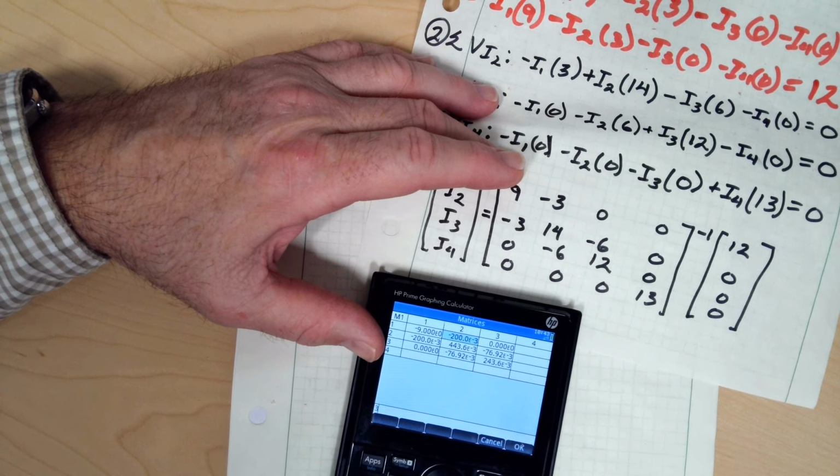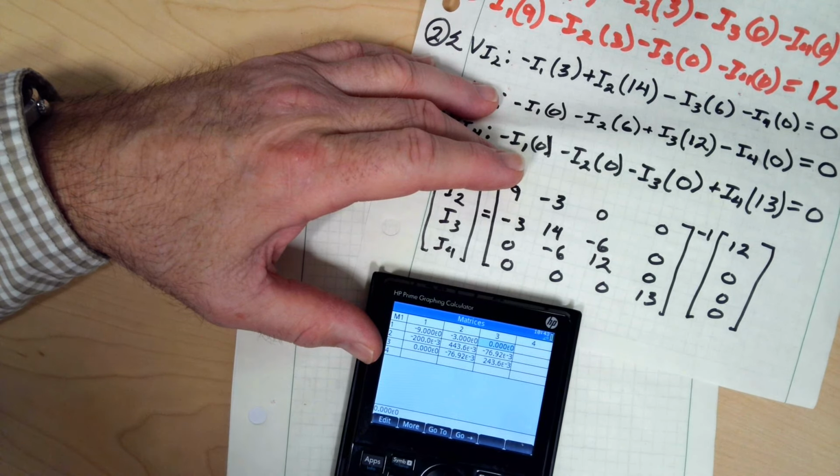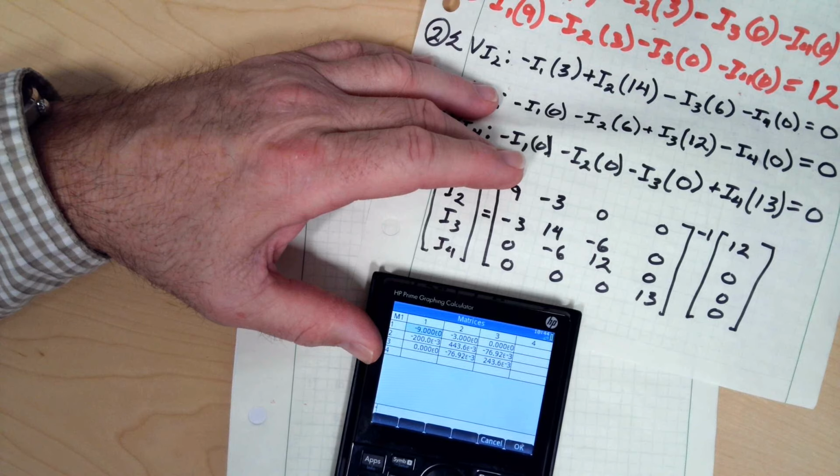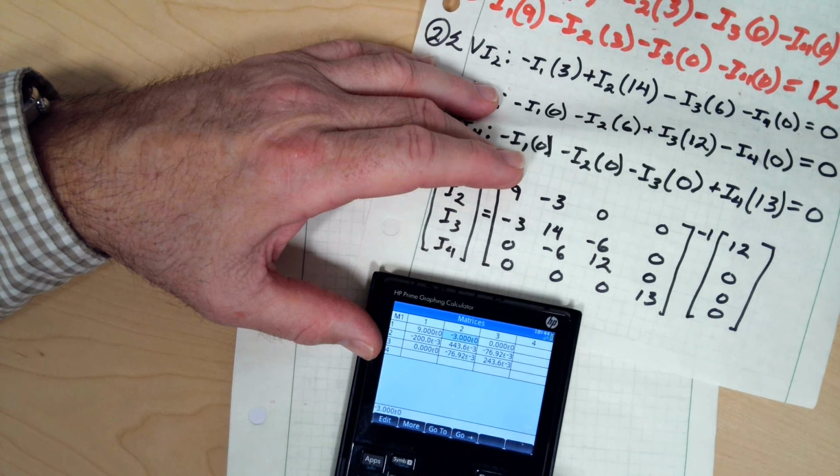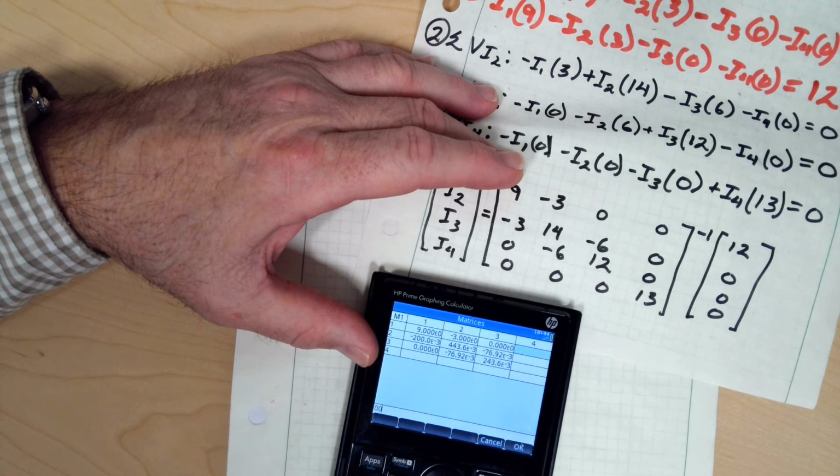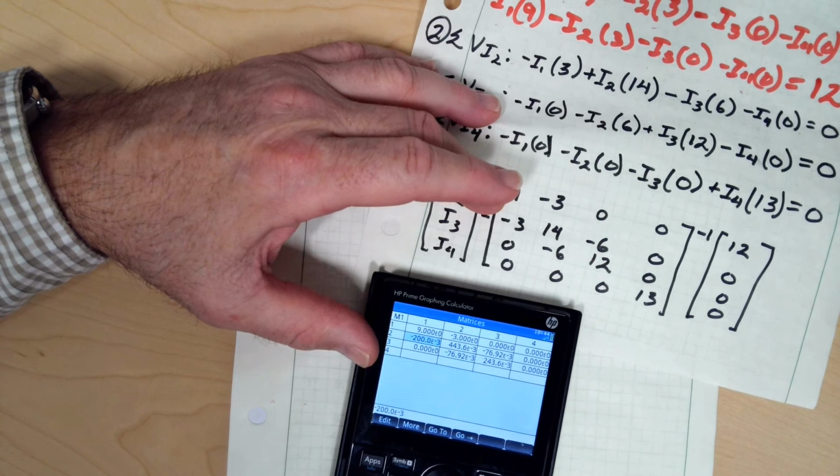Now a negative 3. There. 9, negative 3, 0, and 0. Sorry about my computer being so noisy.